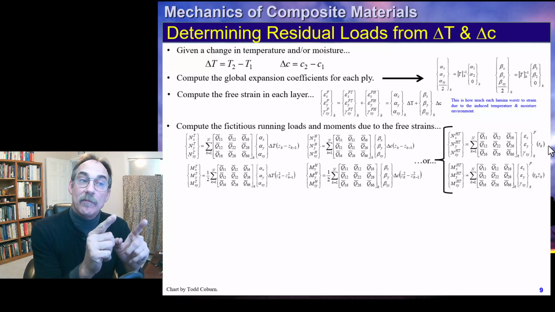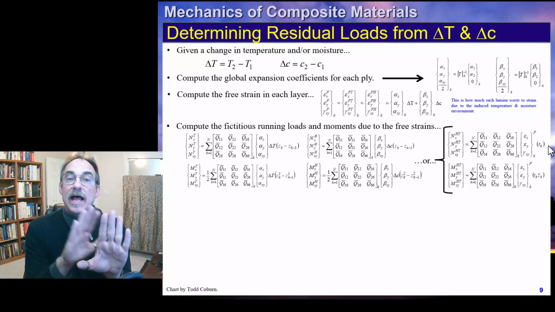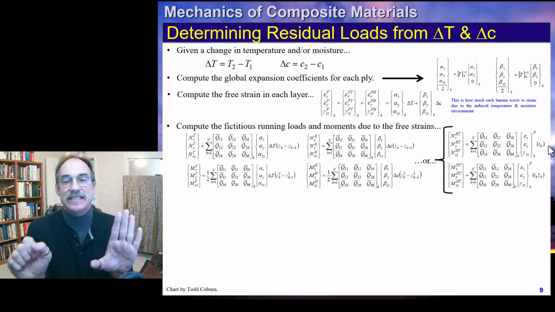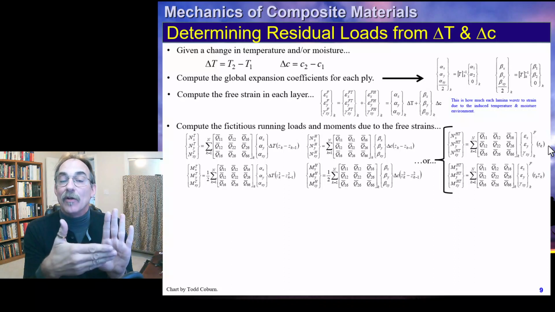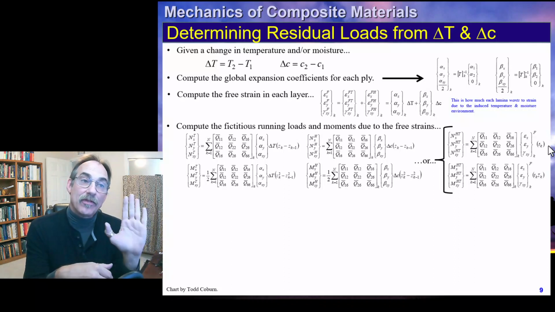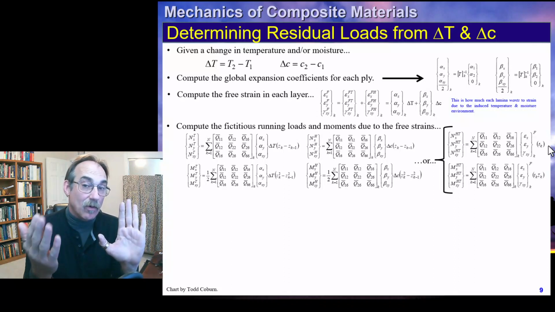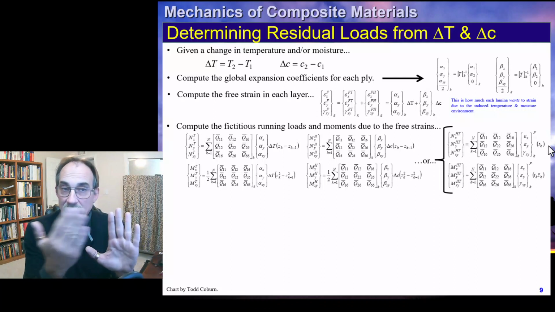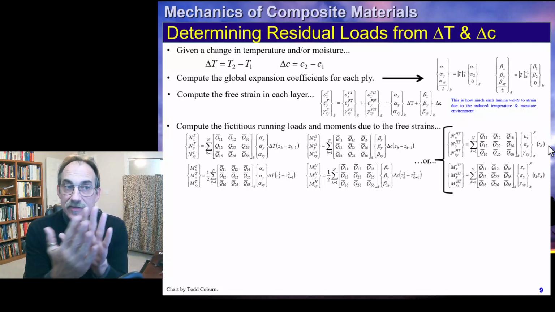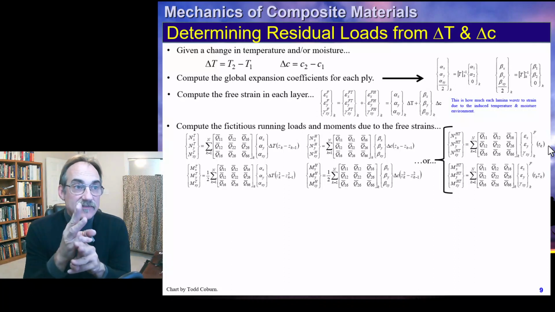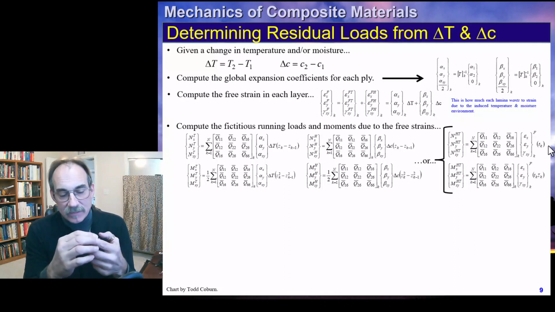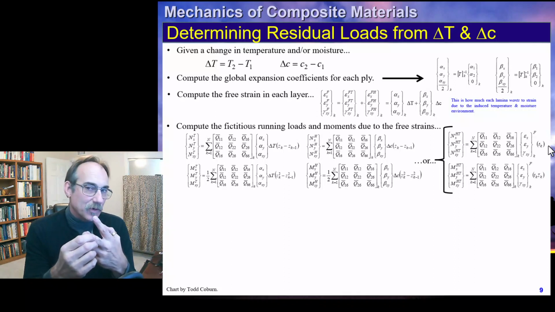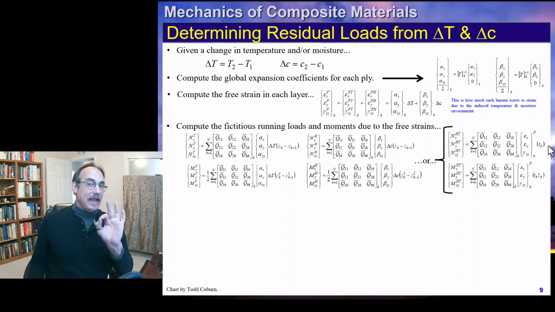We do the same thing for the moment by taking the Q bar of every ply times the free strains times the Z bar. Add all those up together. Now we've got the hydrothermal running loads and moments. When we're all done, we had 5, or as many plies as we have, of those for each of these in each of these stacks. But when we're all done, we've got 6 values. We've got 3 running loads and 3 running moments. These are fictitious running loads and moments due to the total effect of the temperature change and the moisture change. Got it? And stay tuned.